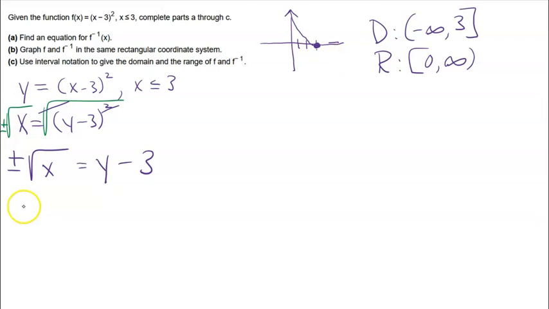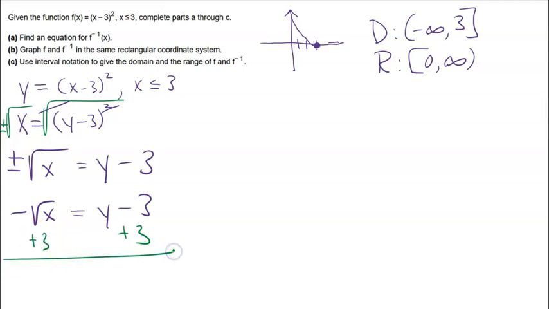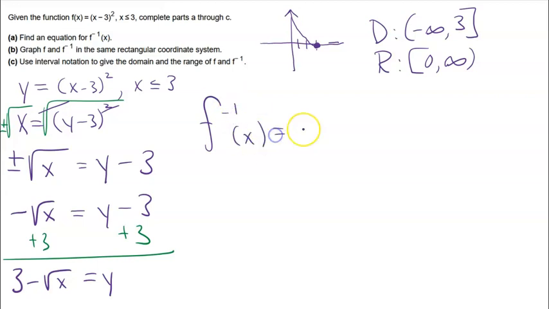So that gives you negative square root of x, okay, so we are ignoring the plus because that would have been if we were working with the right side, is equal to y minus 3. I'm trying to get this y by itself, so I'm going to add 3 to both sides of this equation, and then that's going to give me my inverse, which is 3 minus the square root of x is equal to y. In function form, that's f inverse of x. They give you that notation, and you type in 3 minus the square root of x. That's your inverse, okay?